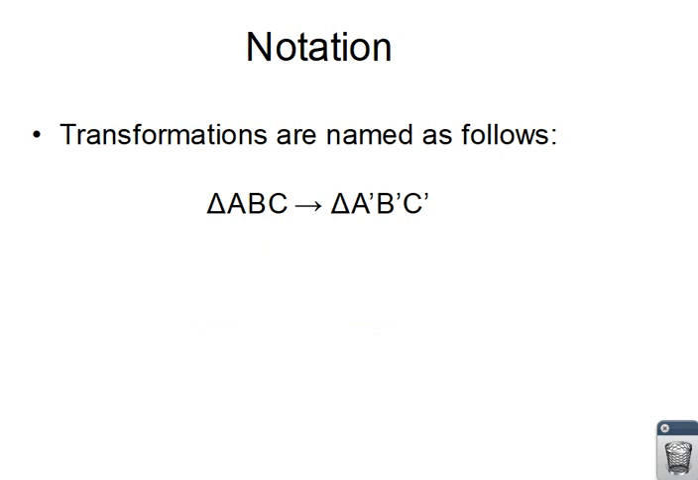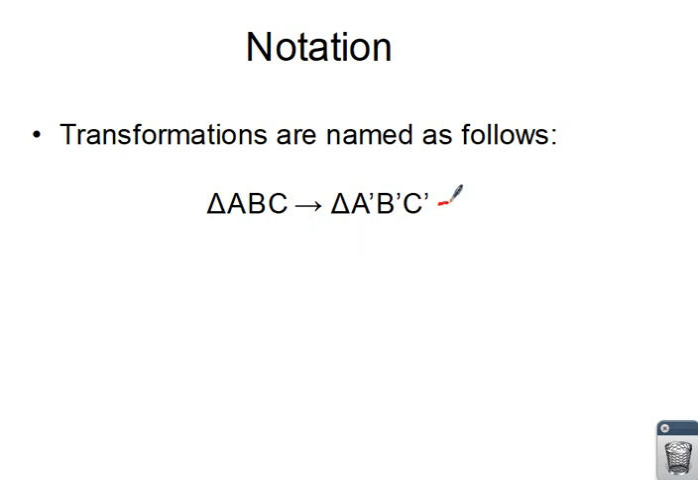Alright, a little bit of notation. This is going to look a little different to you. When we move a shape, we may start with triangle ABC, but when we move the shape, we put these little apostrophes. It's called prime. So triangle ABC gets slid or rotated or flipped or whatever. That's what the arrow means. And it becomes triangle A prime, B prime, C prime.